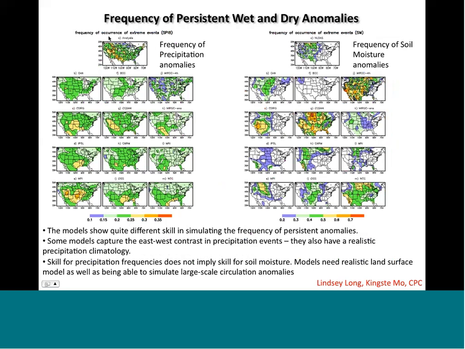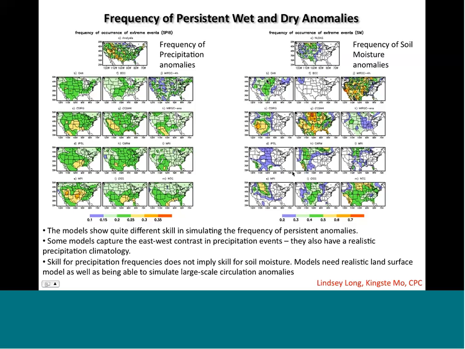So the observations for precipitation show this gradient between lower frequencies and higher frequencies in these persistent events. And the models have a mixed range of skill in representing this gradient. Some models get it, other models get the opposite gradient in terms of the geographic distribution. And it turns out that the ones that tend to get this gradient okay also have a realistic precipitation climatology. So that's a good thing to know.